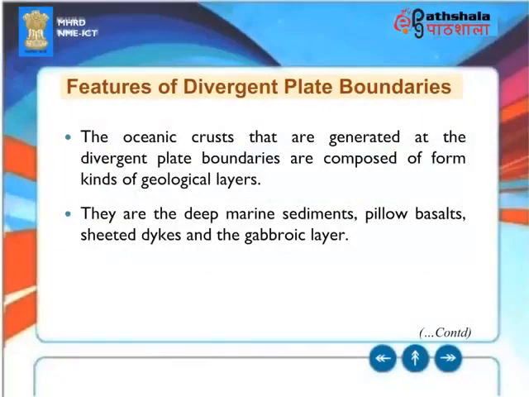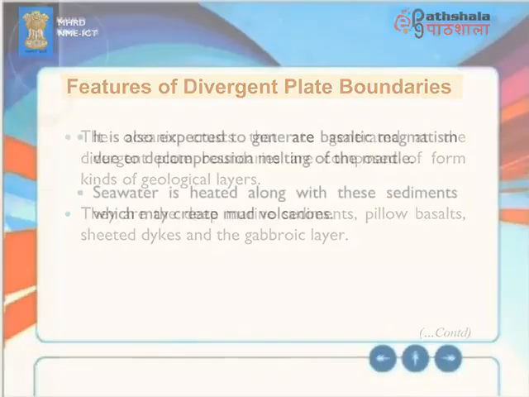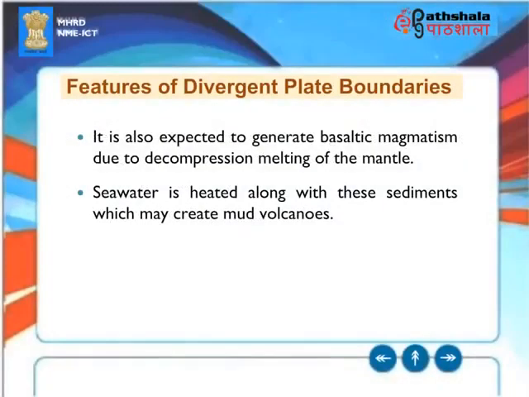Features of divergent plate boundaries. The oceanic crusts that are generated at the divergent plate boundaries are composed of four kinds of geological layers. They are the deep marine sediments, pillow basalts, sheeted dikes, and the gabbroic layer. It is also expected to generate basaltic magmatism due to decompression melting of the mantle. Sea water is heated along with these sediments, which may create mud volcanoes.